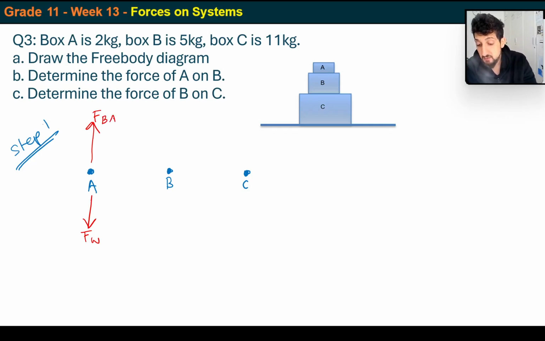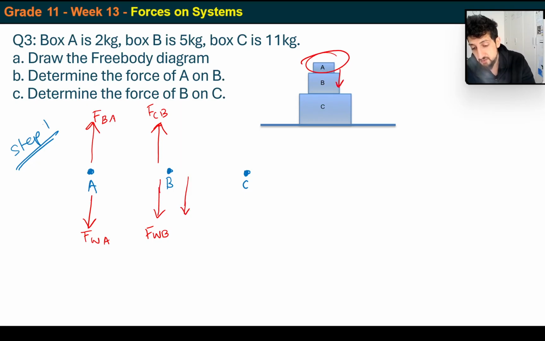What else have we got? We've got box B, and what are the forces acting on box B? We've got the weight force of B. We've also got the reaction force or the normal force that box C is applying on B, and we've also got the force that box A on top is applying on B. Okay, so we've got two different forces here. Oh, sorry, A applying on B.